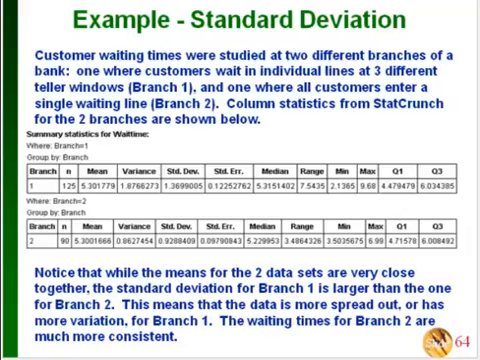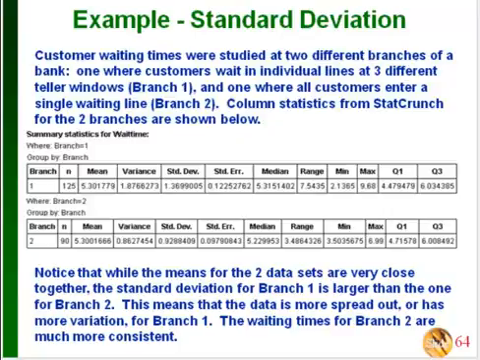So here's an example for standard deviations. In this one, we had 2 bank branches where they had different systems for customers waiting in line for tellers. One where the customers wait in individual lines at 3 different teller windows, and one where all the customers get in a single line and then they just go to the next teller who's available. There was a study done about the wait times for different customers.